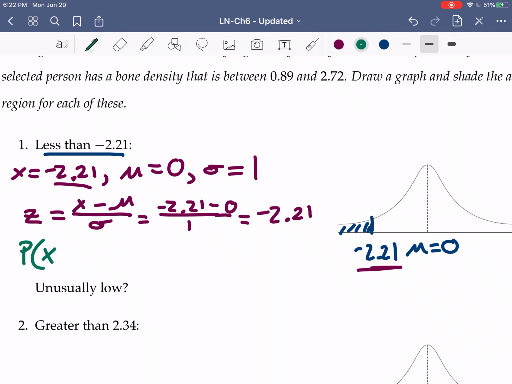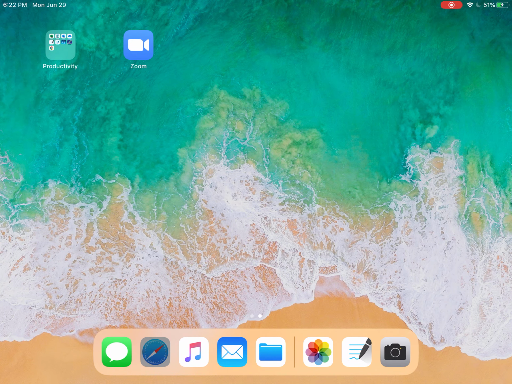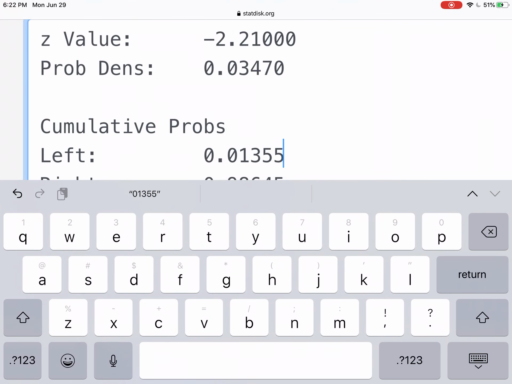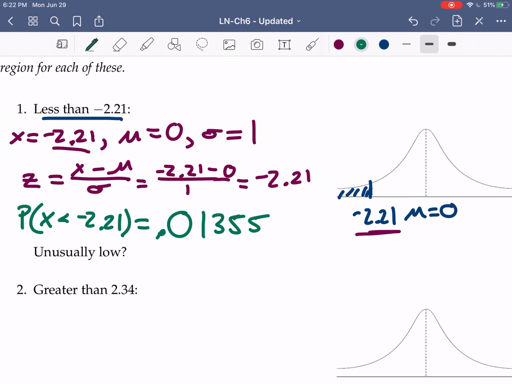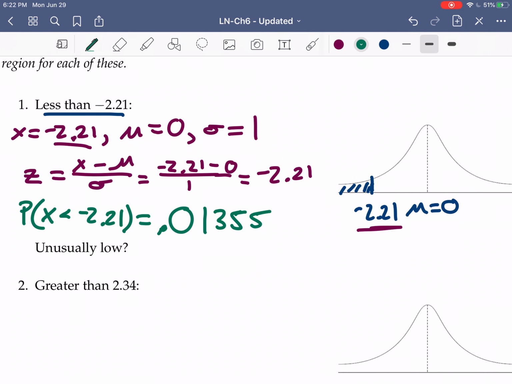So the probability that our data value is less than negative 2.21 is 0.01355. Then the question is asked, is this unusually low? And we would say, yes, it's unusually low.